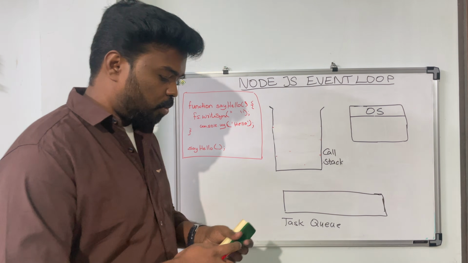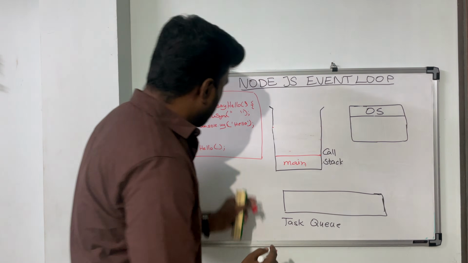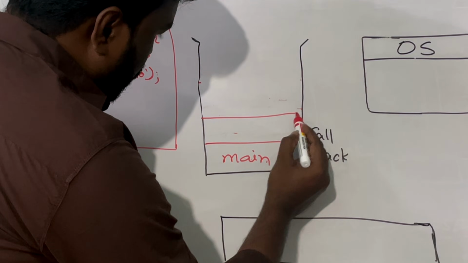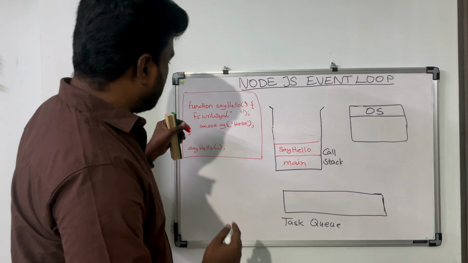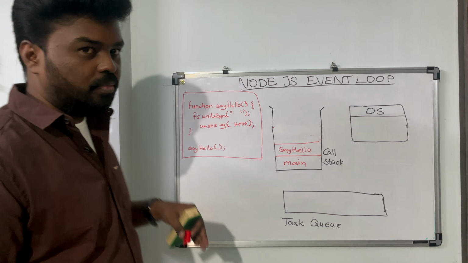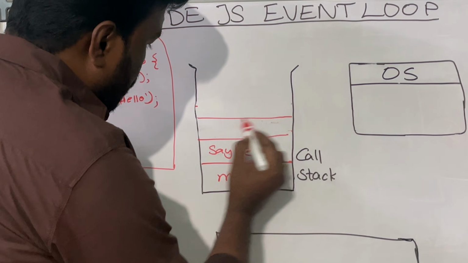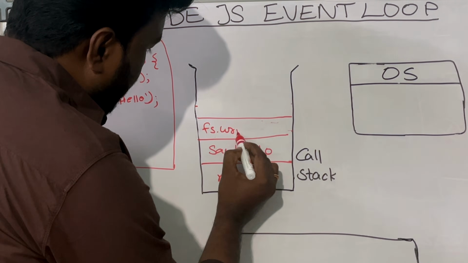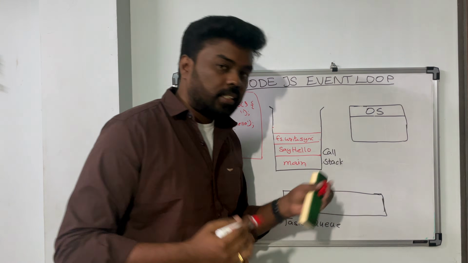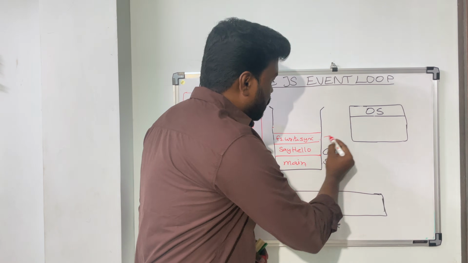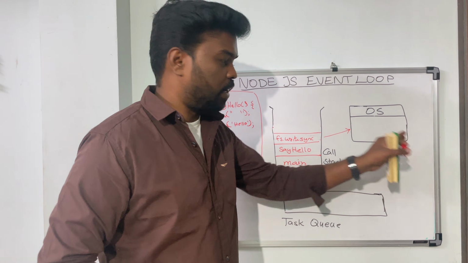So similarly, first it moves the main function into the call stack. And then it moves the say hello function into the call stack. And then it comes to this particular point where we are invoking the writeSync function. So that function will be moved into the call stack. Now at this point, the writeSync function actually talks to the operating system, and then it supplies the data to the operating system. Then it will try to write the data into the file system.